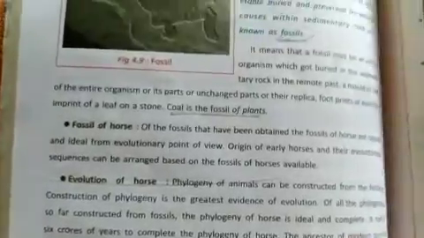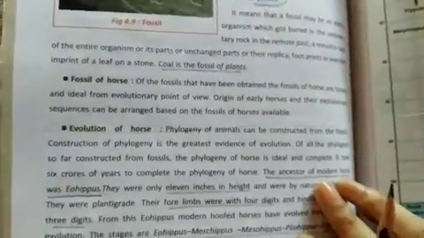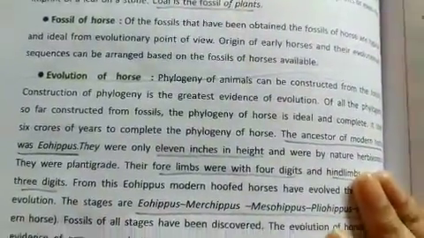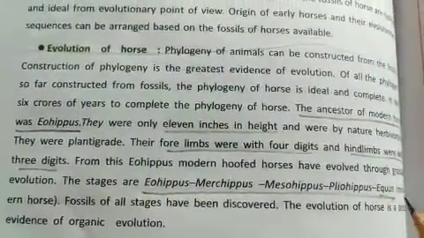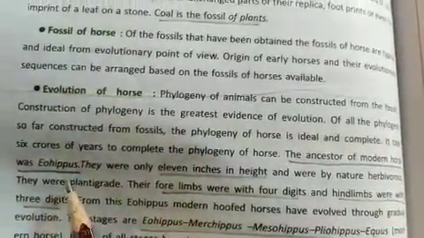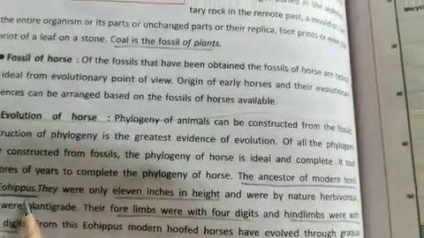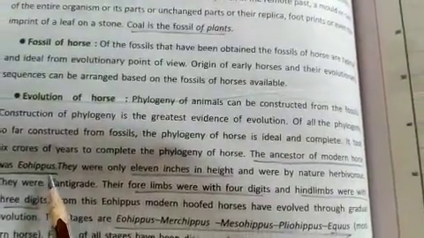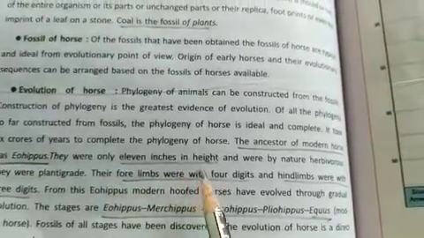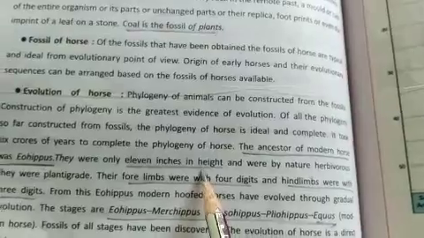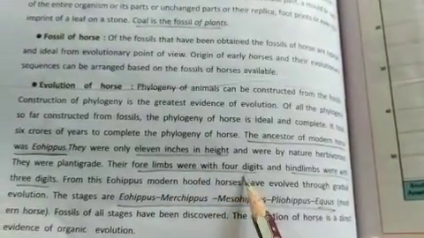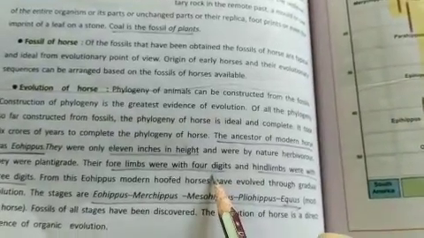Now see the evolution of the horse. From the fossils of the horse, we can see how the horse has evolved. There are 5 stages. The ancestor of the modern horse was called Eohippus, which is far different from the modern horse, which is called Equus. See the characteristics. It was only 11 inches in height. That means it was very small in size. And their forelimbs had 4 digits. We know there are no digits in the horse limb.